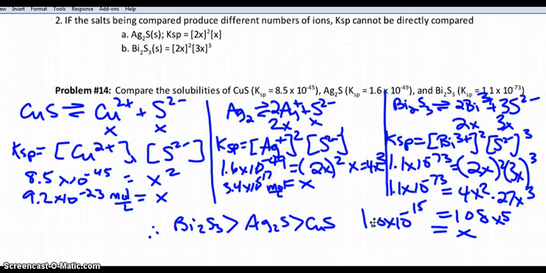So if you're going to compare these solubilities, you have to look at x. You'll see the x here with bismuth sulfide is the biggest number, so it's the most soluble of these 3. The next one would be your silver sulfide, so that would be the next most soluble, and really the one that is least soluble out of these 3 would be your copper sulfide right here. So that's how you do that particular problem.